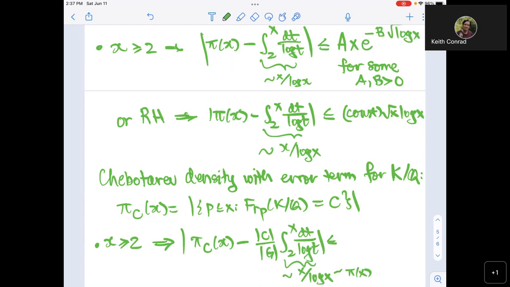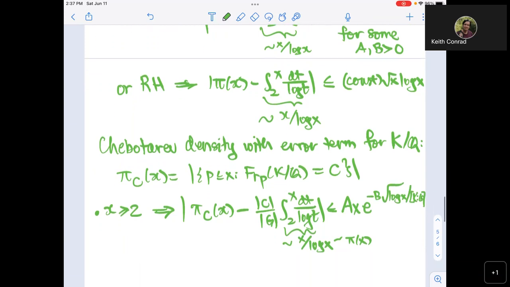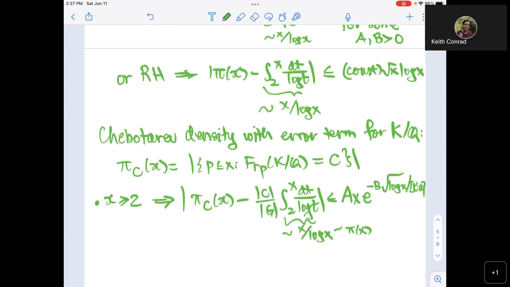So the first error bound you get is something similar to what we see at the top of the slide. A x times e to the minus b root log x, all over the degree of K over Q, so that when K equals Q, you don't notice that denominator. Okay, so that's basically what it looks like for some universal constants a and b, independently of anything else. Maybe a is 7 and b is 5, or just some actual numbers that people are too lazy to figure out.